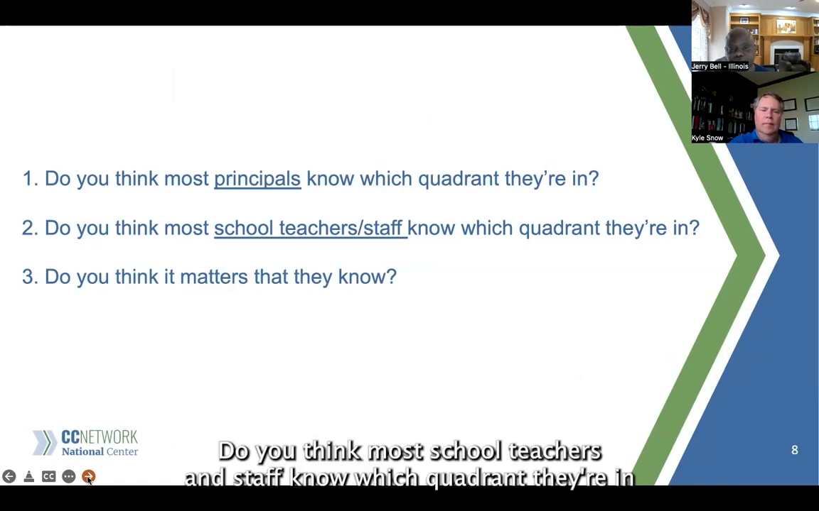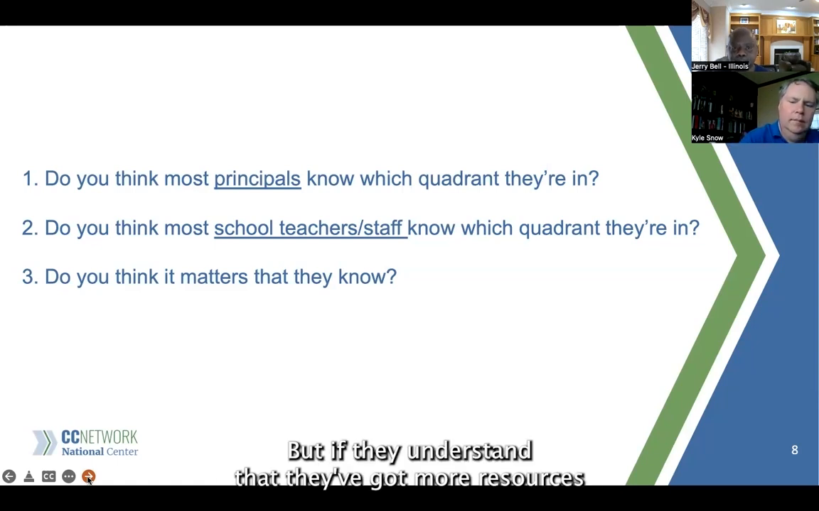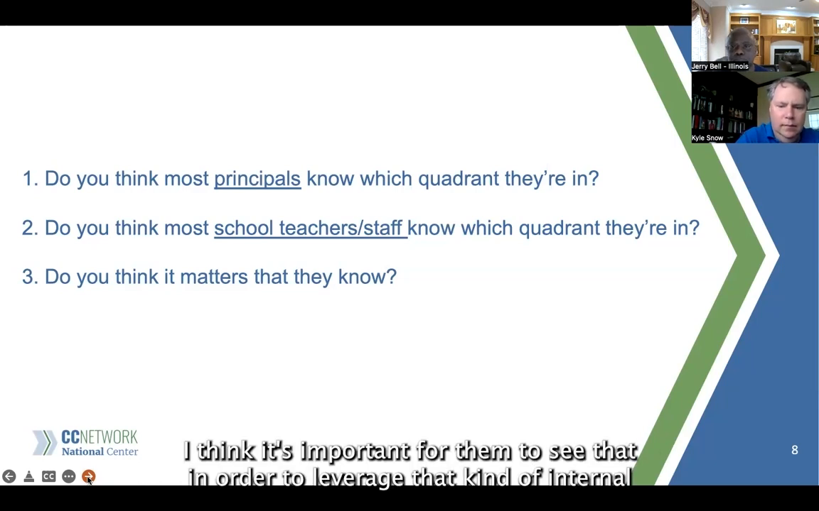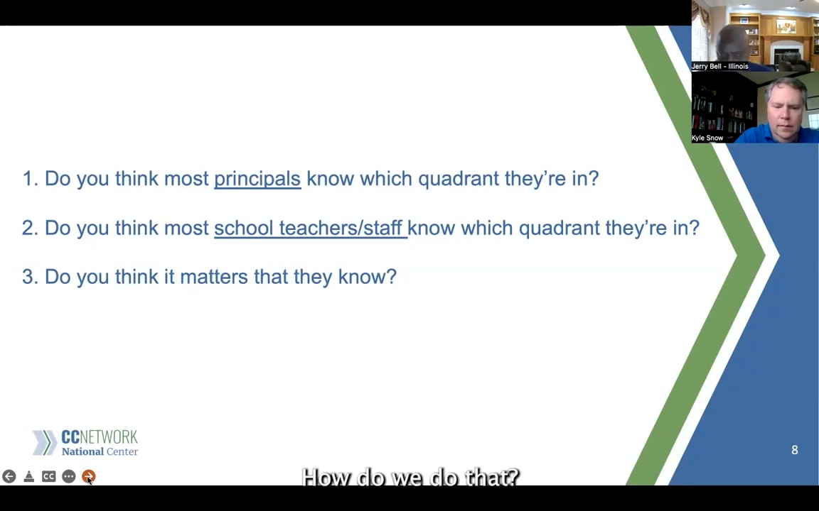Do you think most school teachers and staff know which quadrant they're in? And do you think that matters? I do. If they feel under-resourced, then our expectations feel too big. But if they understand that they've got more resources, and they see hopefulness in the peer schools that are doing great things for kids, I think it's important for them to see that in order to leverage that kind of internal human behavior, because schooling is made up of so many humans. It's all human interaction.